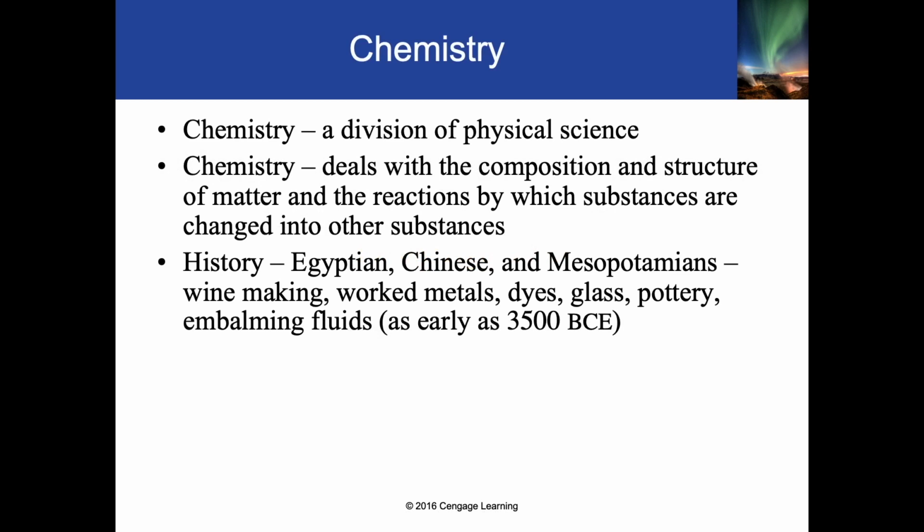So in chemistry, right? Chemistry is the division of the physical sciences, which we talked about already before, and it deals with the composition and structure of matter and the reactions by which substances are changed into other substances. Historically, though, Egyptians, Chinese, Mesopotamians were all involved in early chemistry. They were making wine, they worked metals, they made dyes, had glass, pottery, and embalming fluids, and all this stuff happened. Wow, 3500 BC, really early on, right? Really early on.